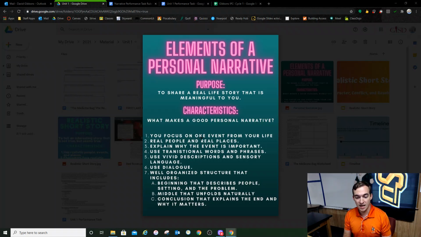Number 7, you need to have a well-organized structure. That means you need to have a beginning, a middle, and an end. You need to start the story and set the scene.